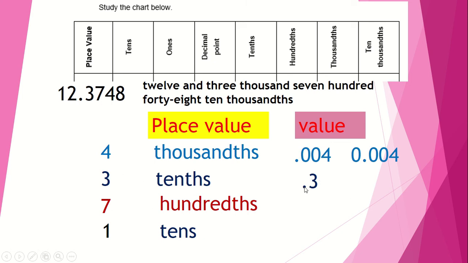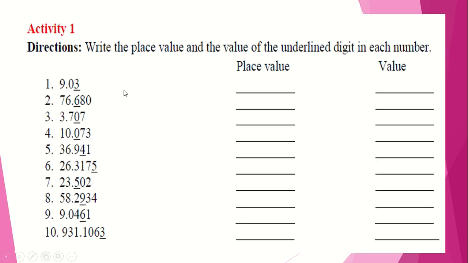The value of 3 is 0.3. If you will notice, the number here disappears, you will just drop this. It is 700, so 2 decimal places: you will change this to 0 and drop all the numbers. Then, the place value of 1 is tens. So this is the value of tens, of 1.